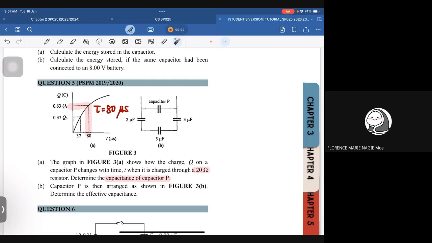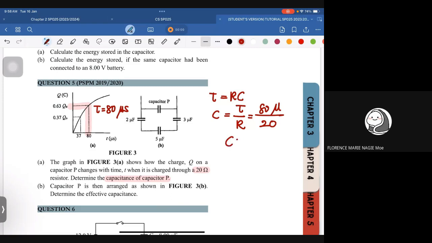So, untuk cari capacitance, kita tahu time constant punya formula is tau equal to RC. So, from here, untuk cari capacitance, that is just tau over R. So, kita sudah ada nilai time constant, kita sudah ada nilai resistor, which is 20 ohm. So, dari sini kita substitute je lah. So, yang ini 80 mu divide by 20. So, nilai capacitance yang kita akan dapat is equal to 4 microfarad. Okay. So, itu je. Dia simple je.